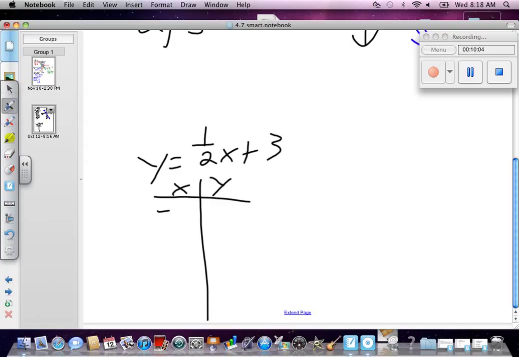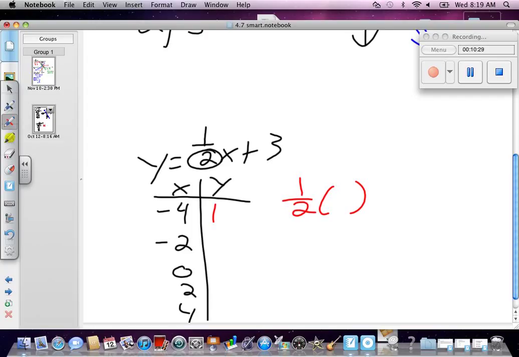So I'm going to choose -4, -2, 0, 2, and 4. You see that? Whatever number is on the bottom of your fraction, you want your numbers to easily be divisible by that. What's -4 times 1/2 or -4 divided by 2? -2 plus 3 gives us 1. You want me to show you how I did that? 1/2 times -4 plus 3. I get -4 over 2 plus 3. 2 goes into 4, -2 times, plus 3 gives me a 1.